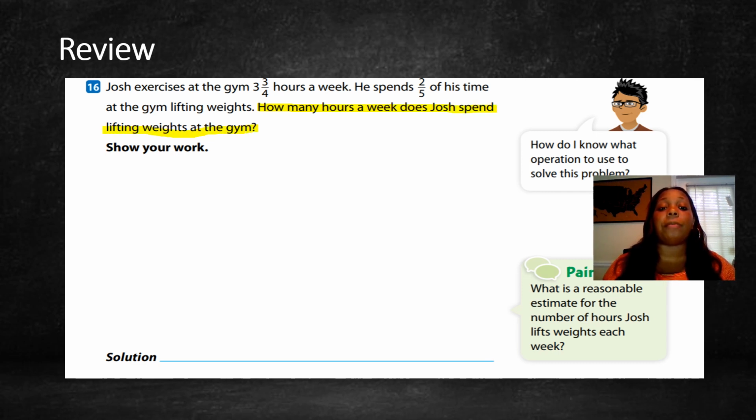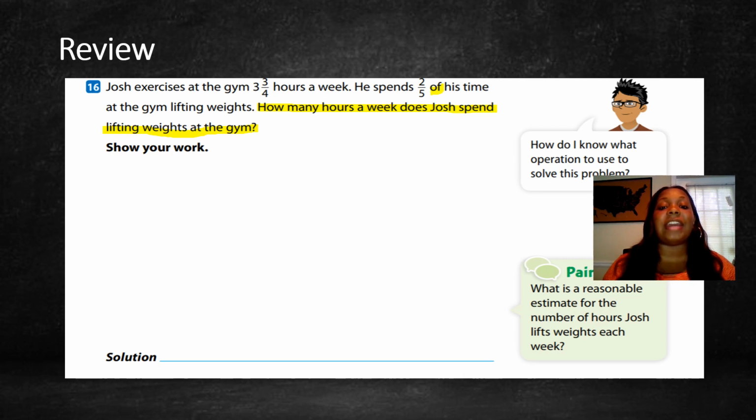Reading back through the problem, I see that it doesn't say he spends 2/5 hours a week, but he spends 2/5 of the 3 3/4 hours a week lifting weights. If we're not careful, we could think that they're asking us to add 3 3/4 plus 2/5, but they're not. This word "of" tells us that they want us to multiply.